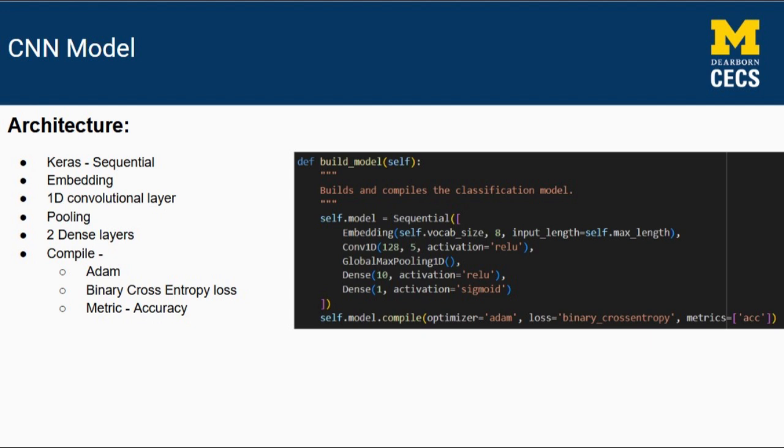Now the global max pooling layer. This layer reduces the dimensionality of the input by taking the maximum value over the time dimension for each filter output.